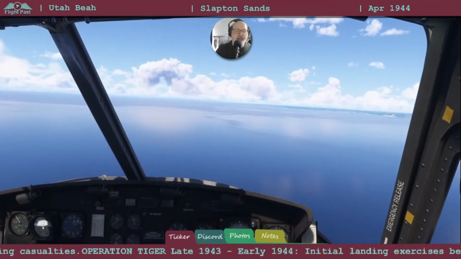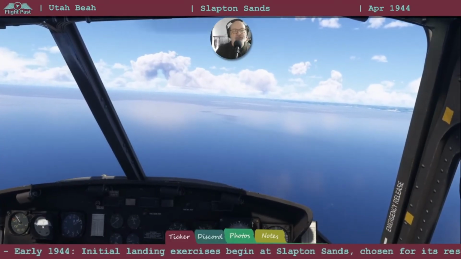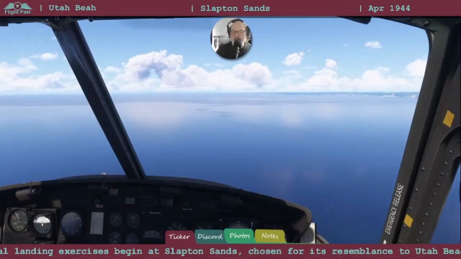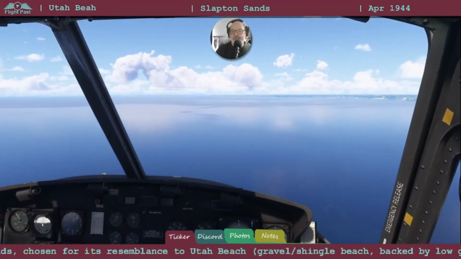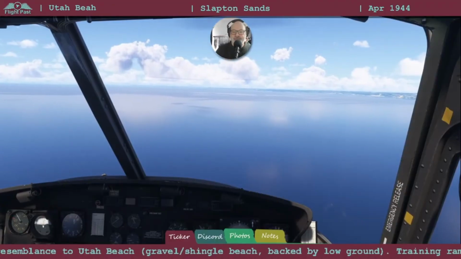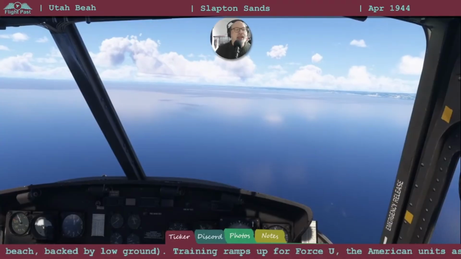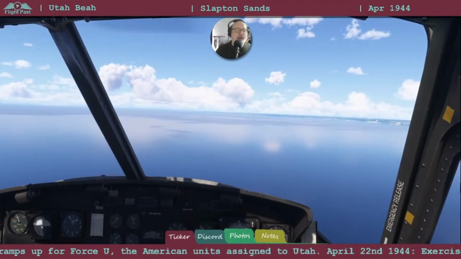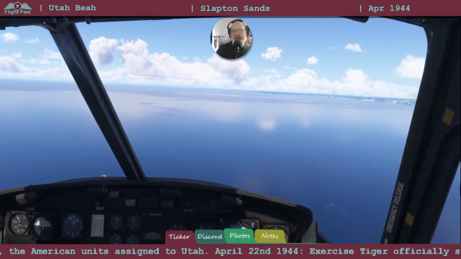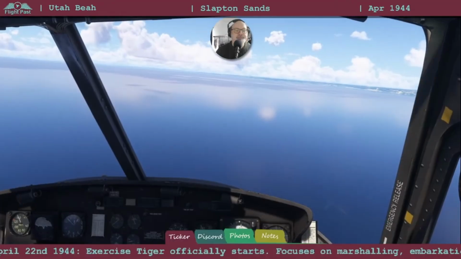But it culminated in a bunch of larger exercises around April and May 1944. And the main exercise that we're going to really be concentrating on was one that happened between 22nd of April and the 30th of April 1944.